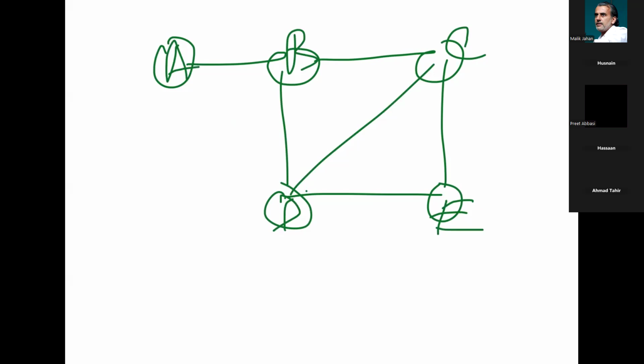What if I add one more vertex into it, the vertex F? Is the graph connected now? This is no more connected because there's no path from F to any other vertex. Because connected graph means that all pairs are connected.